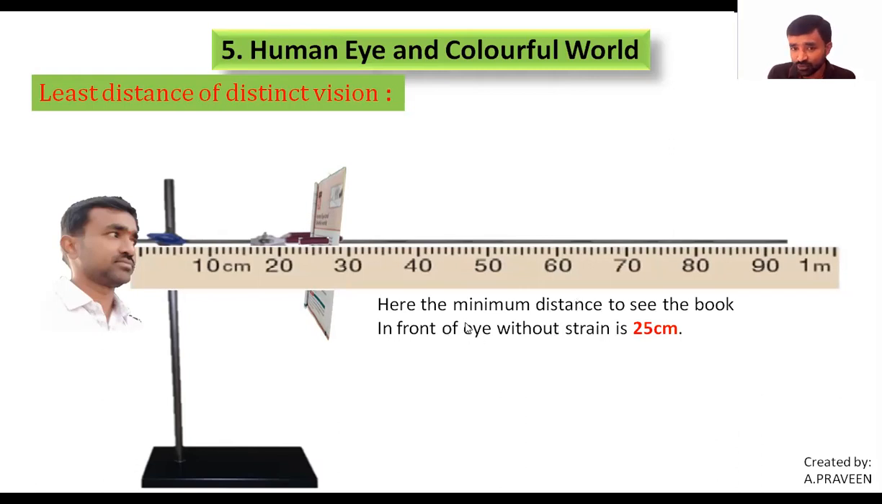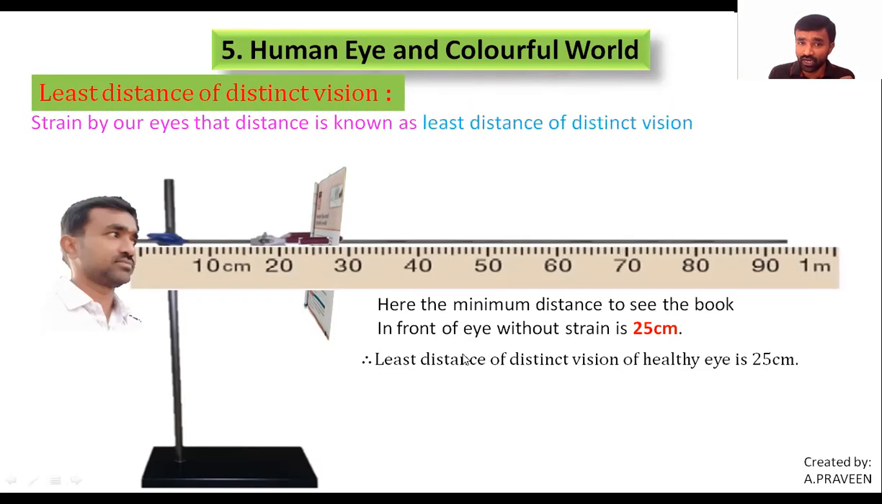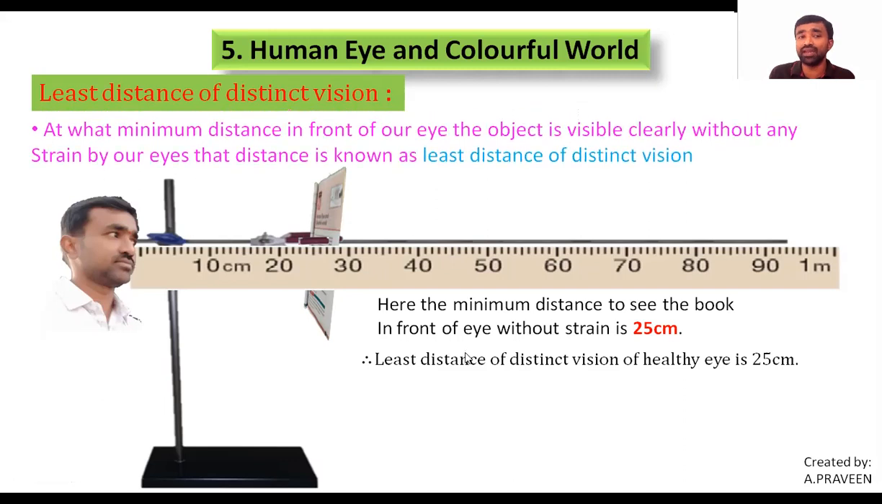So at this minimum distance, I'm able to see the text on the book in front of the eye without any strain, right? So this distance is called the least distance of distinct vision, and for a healthy person it is 25 centimeters. So how to define the least distance of distinct vision? At what minimum distance you are able to see the object clearly without any strain on your eyes, right? That distance is called the least distance of distinct vision.